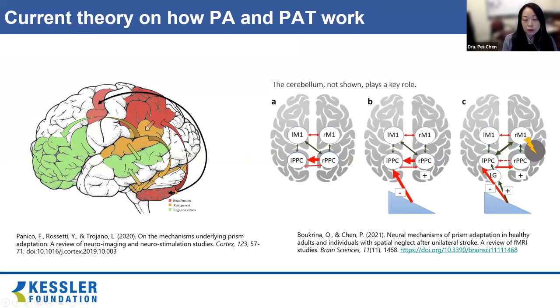You may not be able to understand deeply how this works, but I want to emphasize again, the prism lens, actually I have the goggles with me, is an optical device with prism lenses, but it works at the brain level, not at the eye level. So it is not a visual treatment. It is a visual motor adaptation training at the brain level. So it is a neural rehabilitation treatment approach.